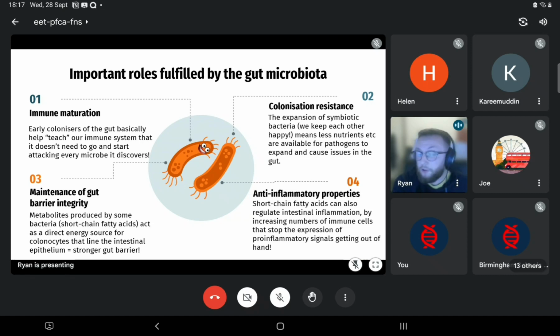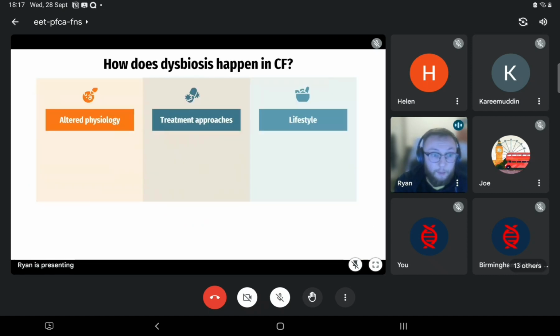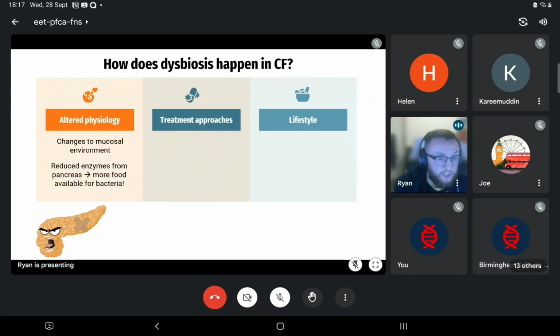And we do see that this is all disrupted really in CF. So this dysbiosis, it can happen in three main ways. So as I said before, this changes the mucosal environment. So the fact that there's more mucus in the gut, that's better for other bacteria to grow in than the quote unquote healthy bacteria. So the environment's physically different.